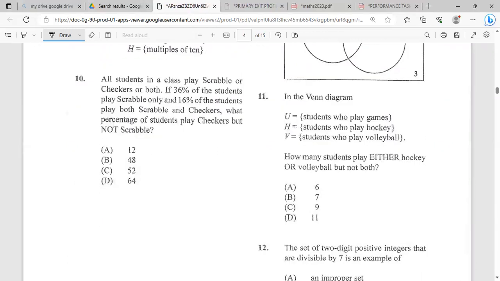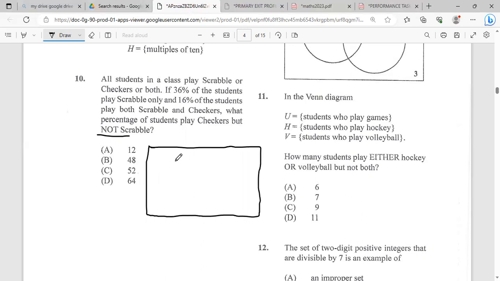A student in a class plays Scrabble or checkers or both. If 36% of the students play Scrabble only and 16% of them play checkers, what percentage would play checkers but not Scrabble? All right, so let's go. I'm gonna draw a little representation of the Venn diagram just for clarity. So clearly we can see that it's an intersecting set because they say they play either one or both, all right?